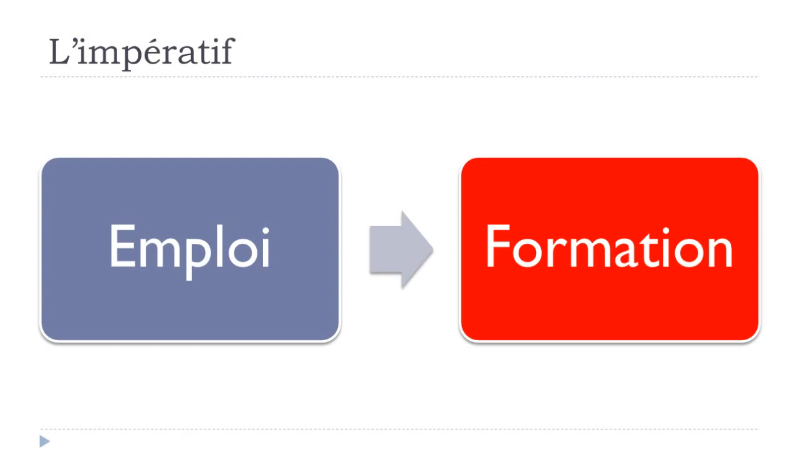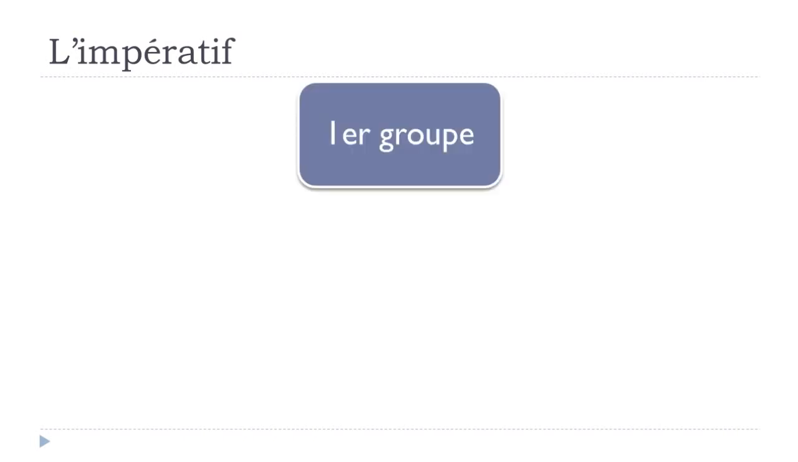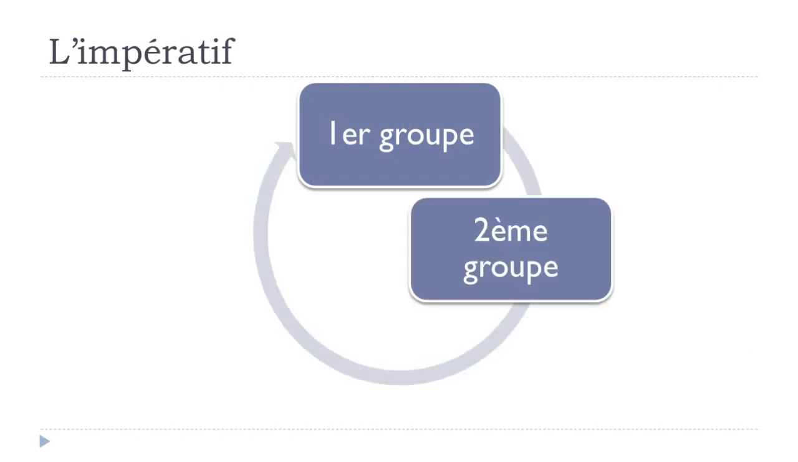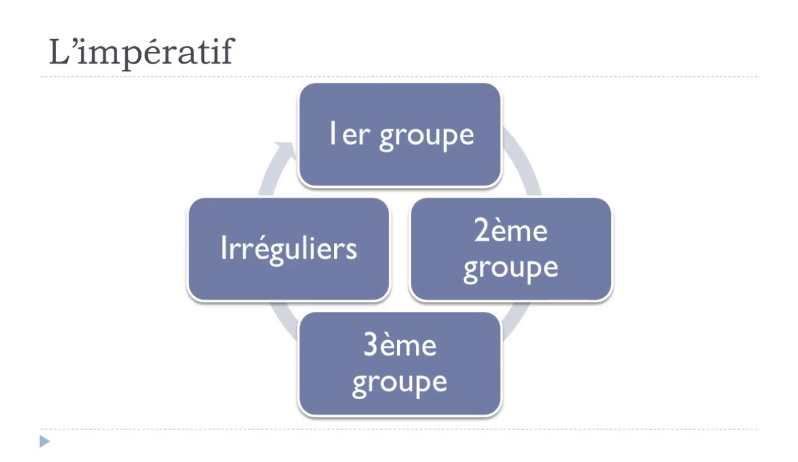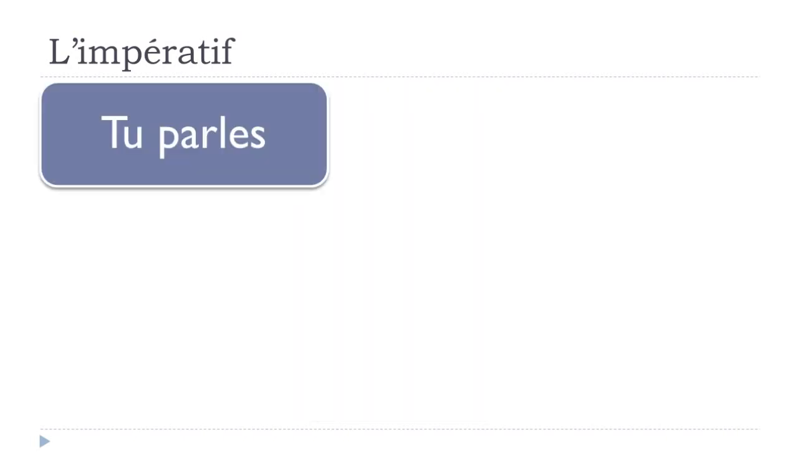Let's see now how we build this imperative form. We'll see first the premier groupe, then the deuxième groupe, then the troisième groupe, and finally, as usual, the irregular verbs. So let's start with le premier groupe. Normally, the first group, and it's been that way so far, is the easy group because it is regular. In that case, for the imperative, it will be the tricky group.